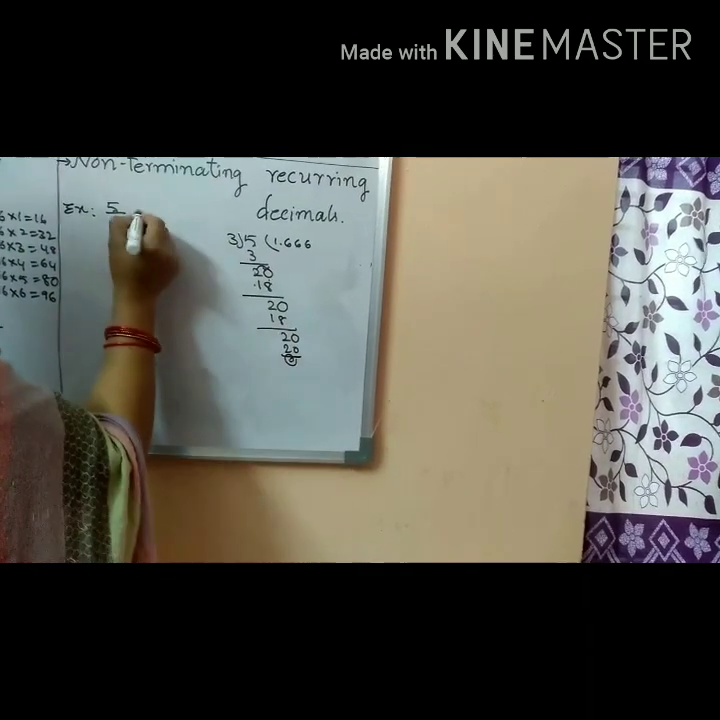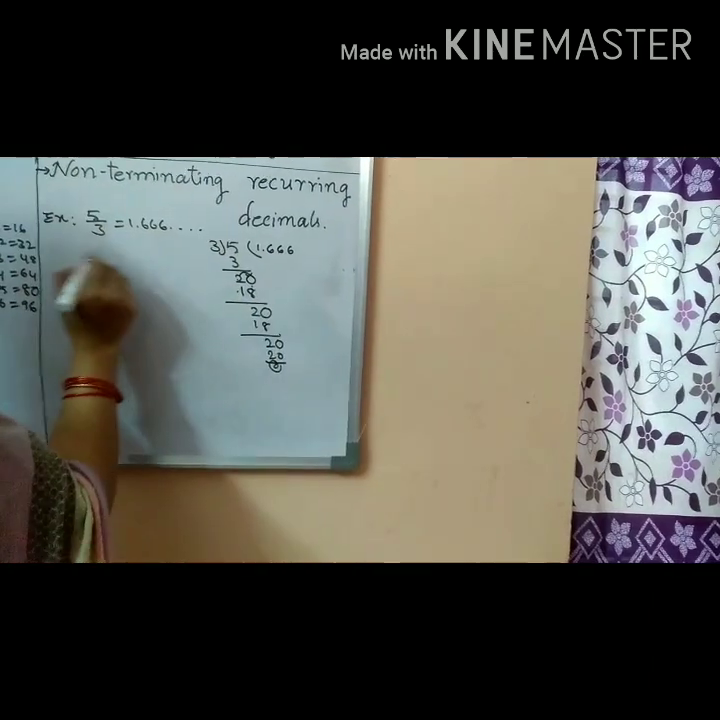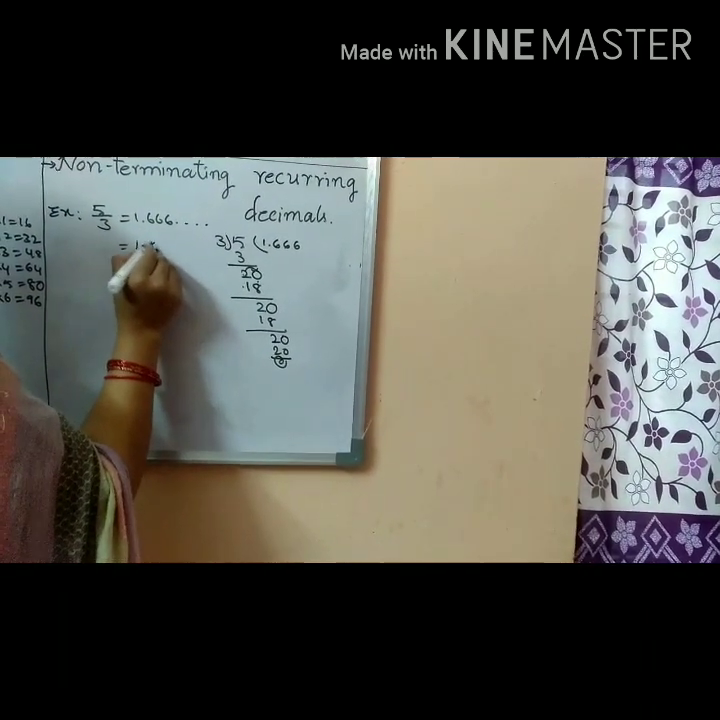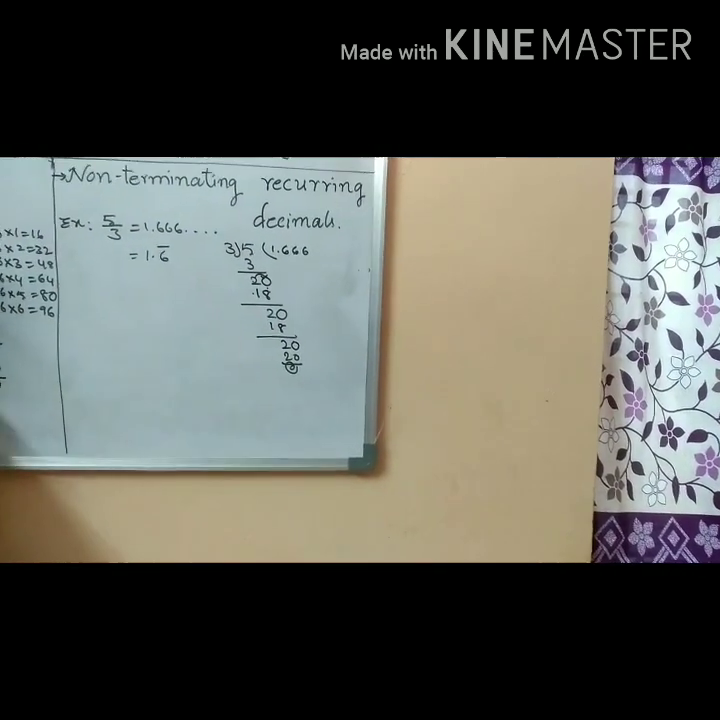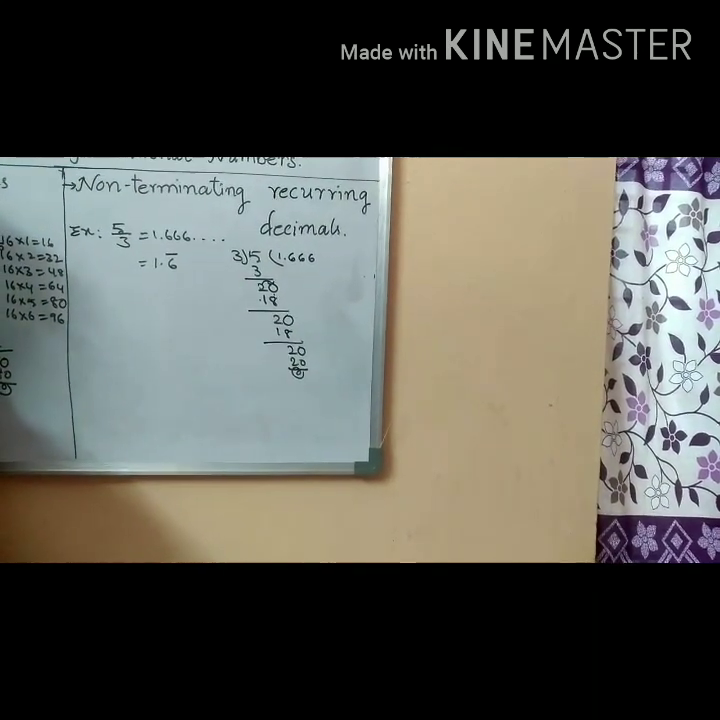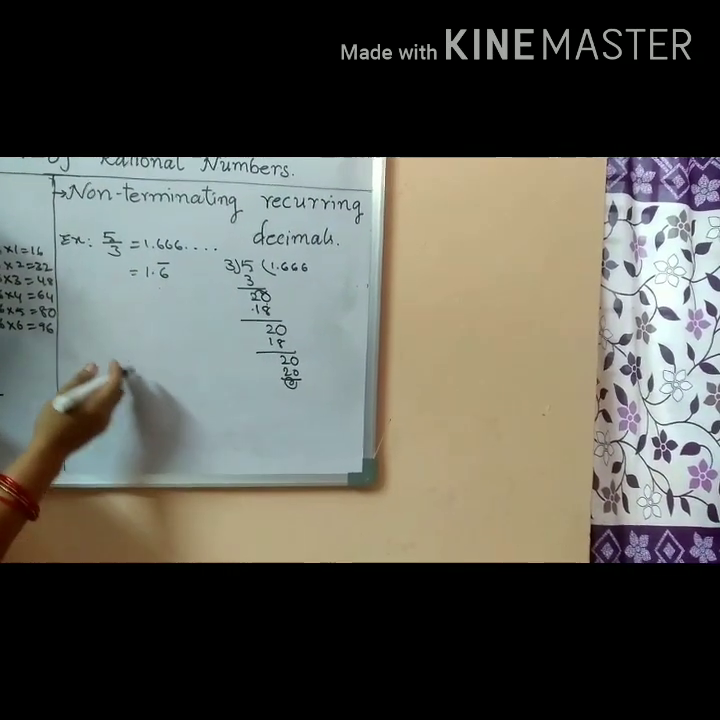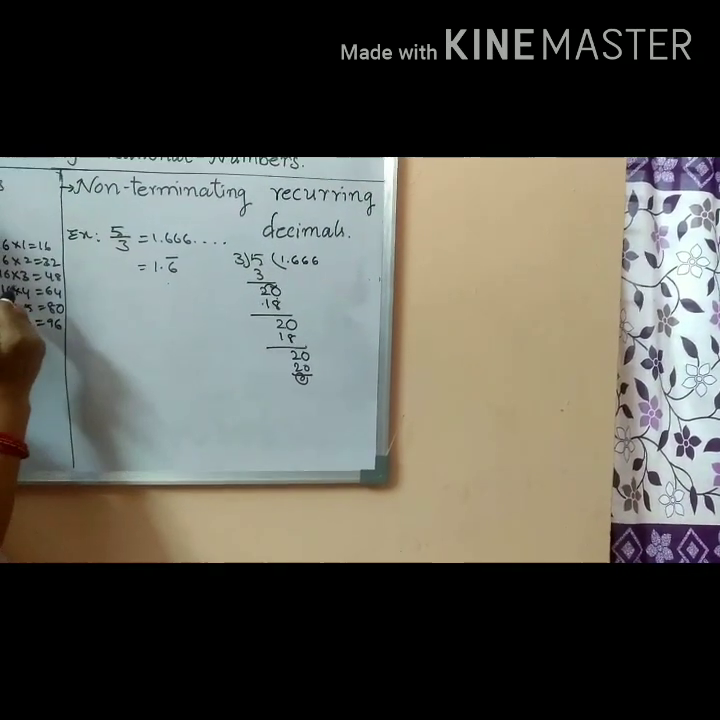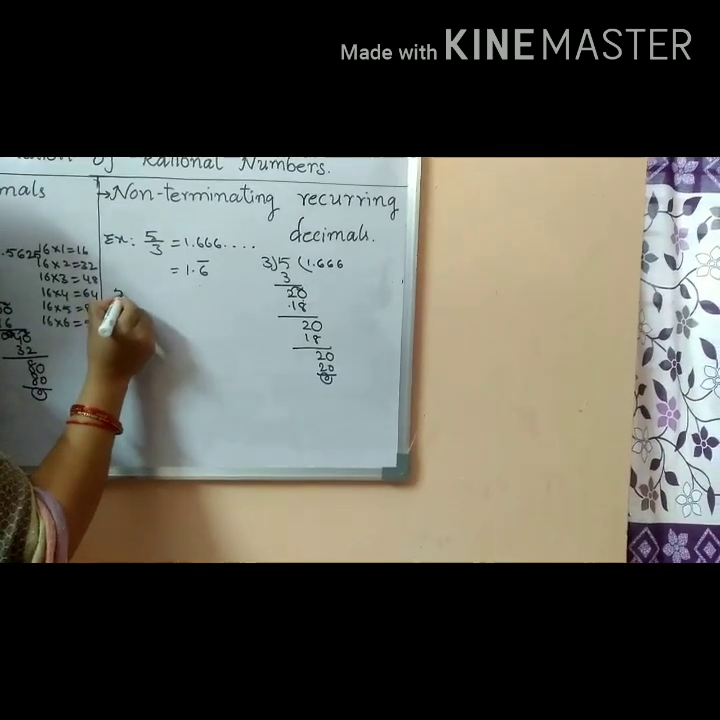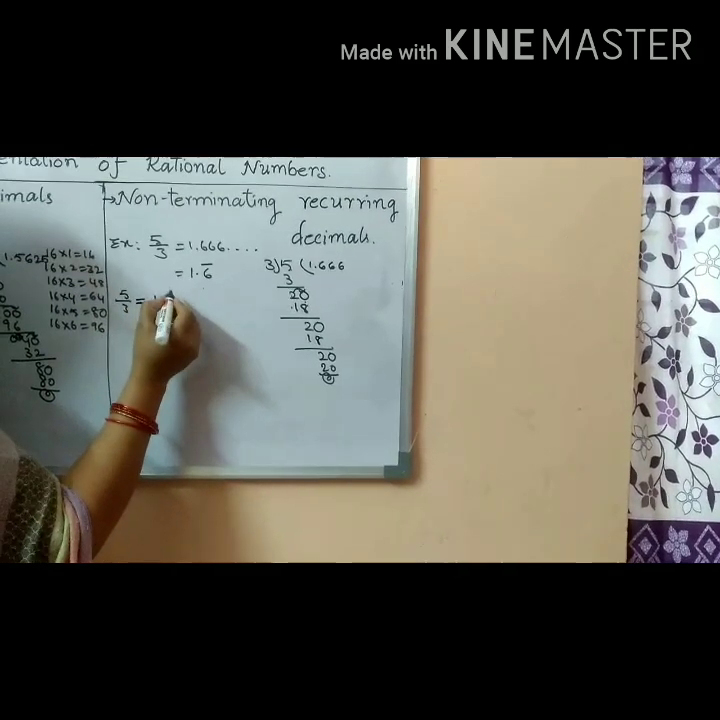So in this case, the decimal number is 1.666 and so on. Like this only, we write the representation as 1.6 bar. It is recurring, meaning repeating numbers. The numbers are the same, repeating numbers. So 5 by 3 converted is a non-terminating recurring number.